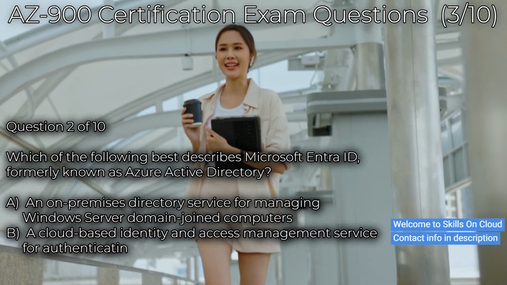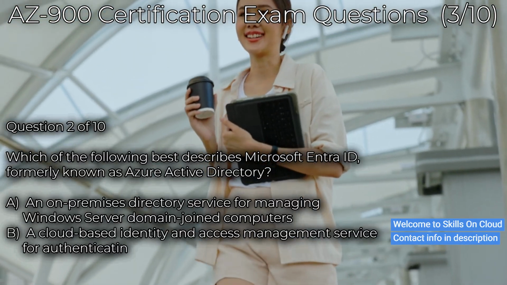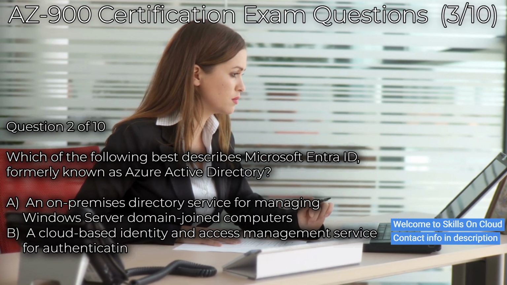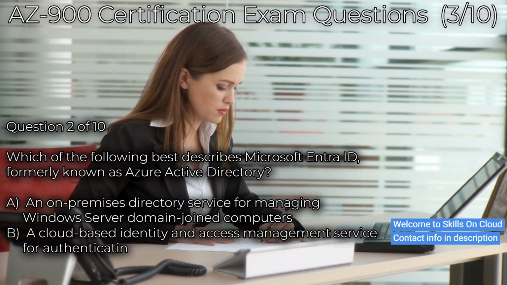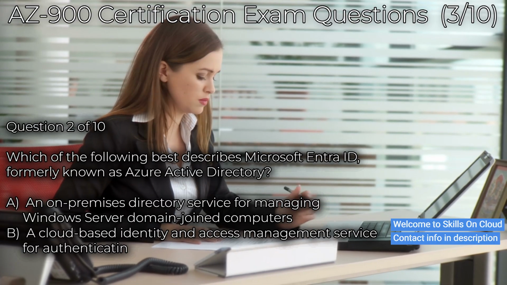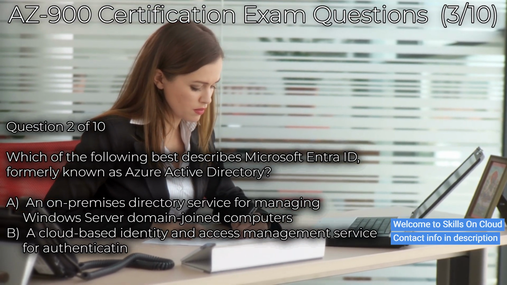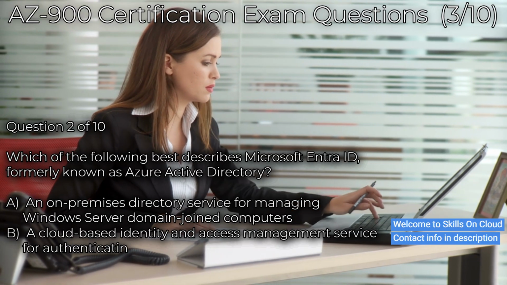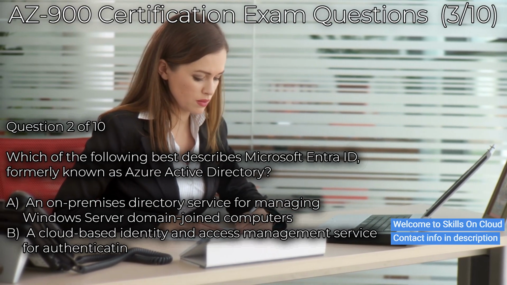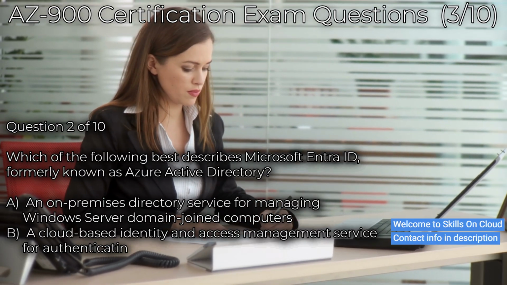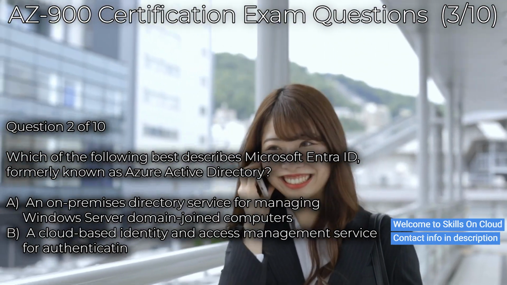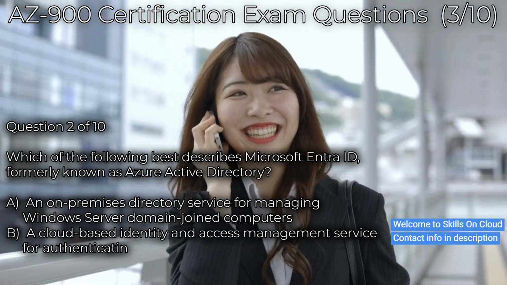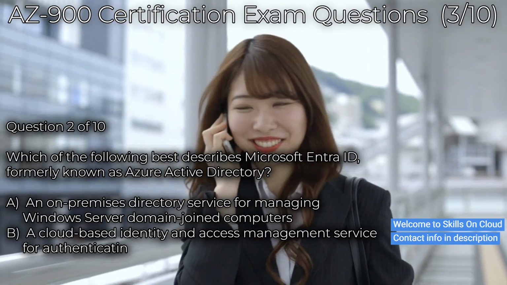Question 2. Which of the following best describes Microsoft Entra ID, formerly known as Azure Active Directory? Option A, on-premises directory service for managing Windows Server domain-joined computers. Option B, a cloud-based identity and access management service used to authenticate users and control access to applications and resources. Option C, a virtual private network service for connecting on-premises networks to Azure. Option D, a role-based access control system for managing Azure resource permissions only.